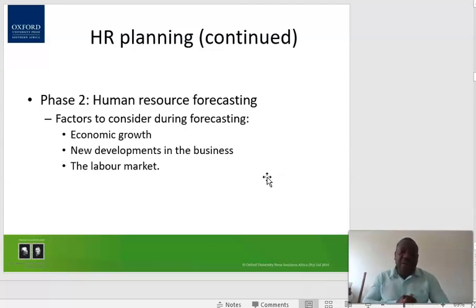Another factor to look at is new developments in the business. What are we planning as an organization? Are we planning to close some of the branches? Are we planning to open some of the branches? So if we are planning to open some of the branches, obviously we will need more people. We must plan for more human resources. But if you are planning to close some of the branches or some of the work units, definitely we may also need to let other people go. So we must also plan for that.